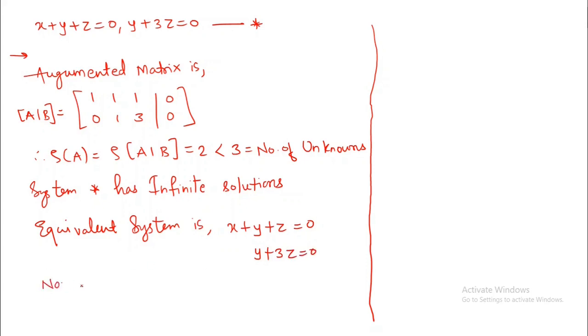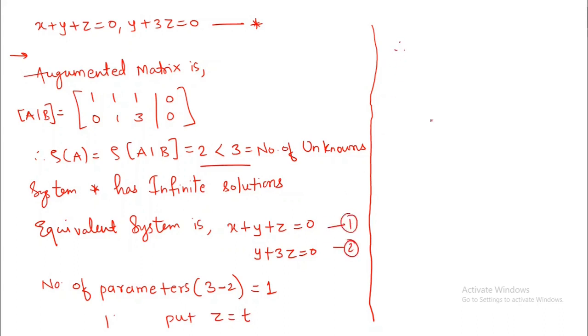So over here, the number of parameters will be how many? That comes from here, right? 3 minus 2, that is equal to 1. So I will put a parameter for z. So put z is equal to t. Therefore, from the second equation, by using 2, y plus 3t is equal to 0. Therefore y is equal to what? Minus 3t. Remember, this t is a real number.